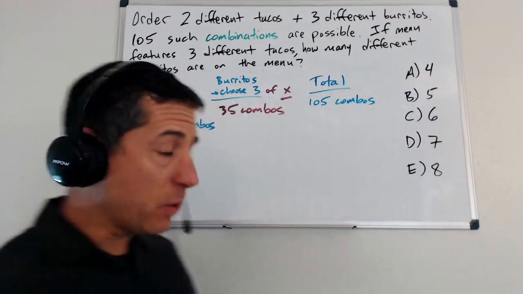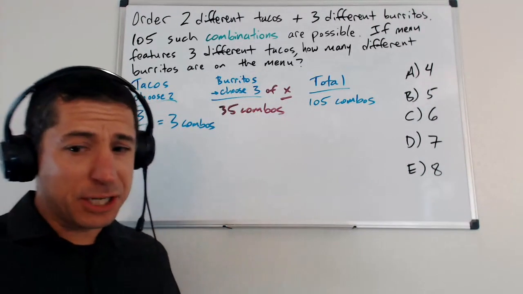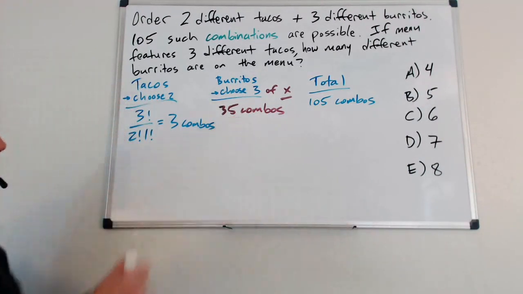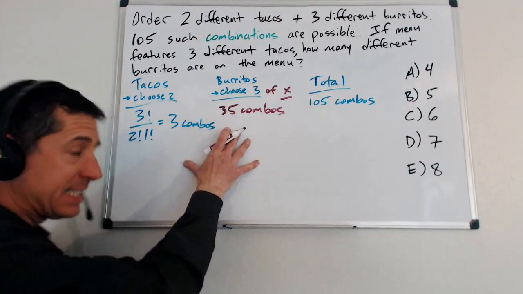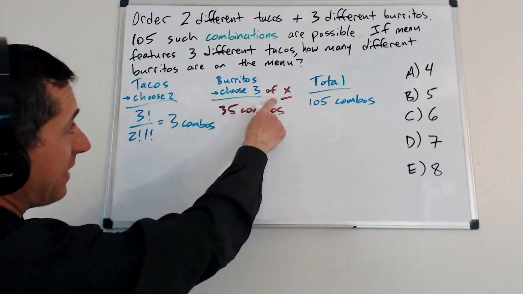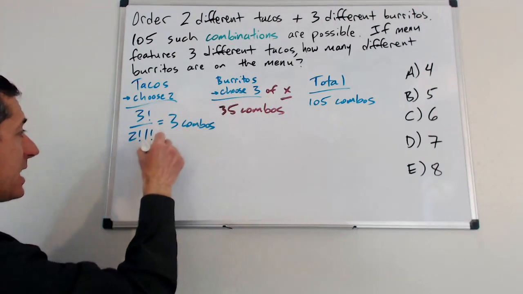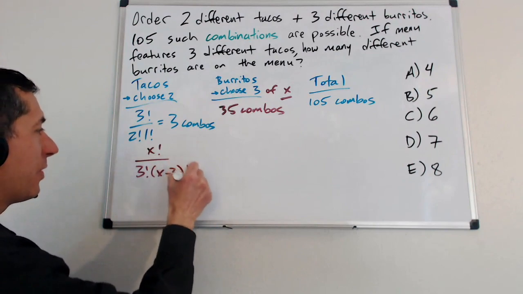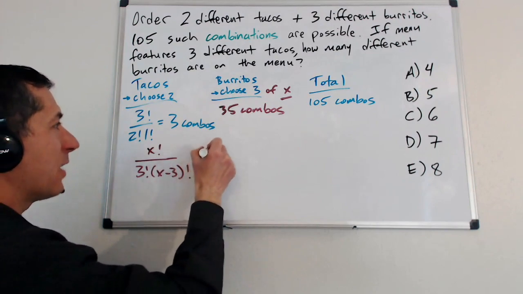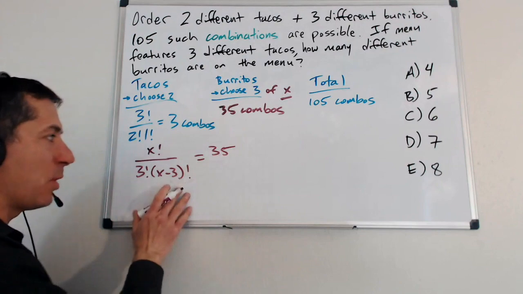Different strokes for different folks. Again, that's a feature, not a bug of the GMAT. So I've got those 35 combinations. Now I could just set this up algebraically and say, all right, choosing three out of X. So I can say X factorial over three factorial times (X minus three) factorial. And again, if your head's spinning right now, don't lose sleep over it.